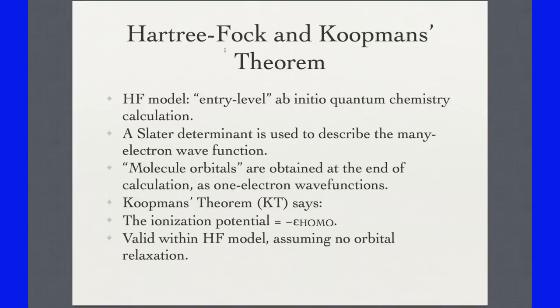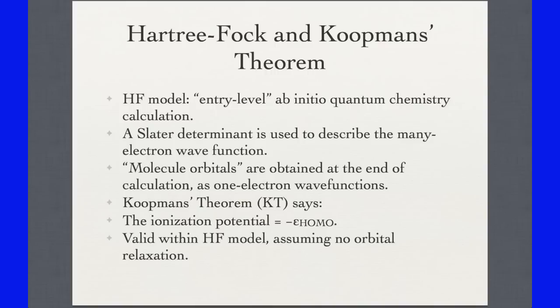So in the typical and simplest possible calculation, in Q-Chem, it is a Hartree-Fock calculation. I can call it an entry-level quantum chemistry calculation. In the Hartree-Fock model, the many-electron ground state wave function is described by a Slater determinant. Inside that Slater determinant are many electron orbitals, and these orbitals are basically one-electron wave functions present while all other electrons are in their mean field.